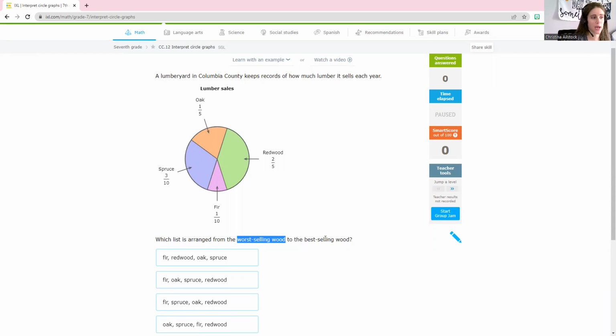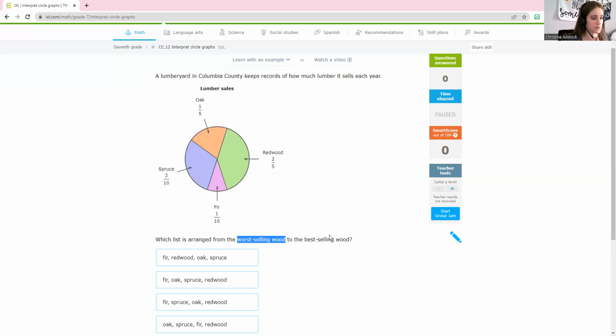One nice thing about a circle graph is a lot of times you can see, based on the size of the sectors, how many are in there and how big of a percentage it takes up. So we can use that to give us a good idea of the order from worst to best. And then we can compare our fractions to make sure we didn't make a mistake, because sometimes there could be two sections that look pretty close together.